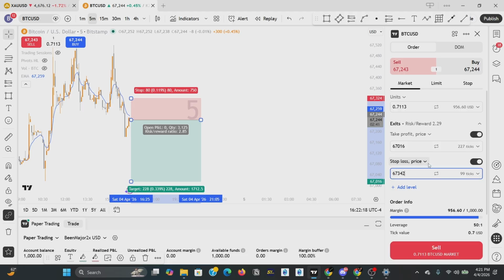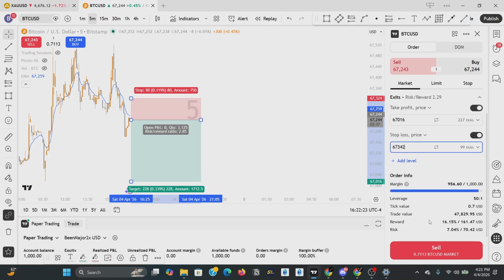67.342. Okay, and down here, some brokerages will and some won't, but a lot of times they'll tell you how much you can possibly make off of this trade if you win and how much you'll lose if you lose. So if I take this trade and I lose, I'll lose $70. If I take this trade and I win, $161.